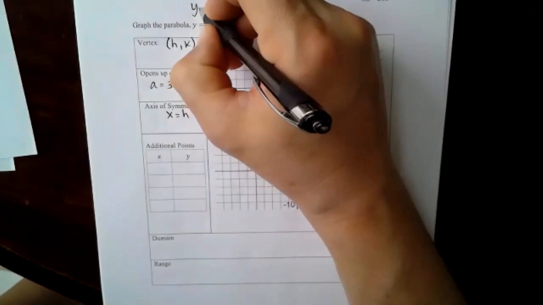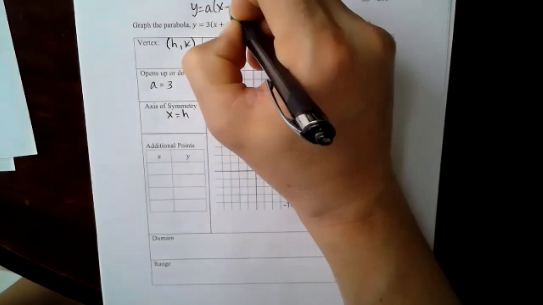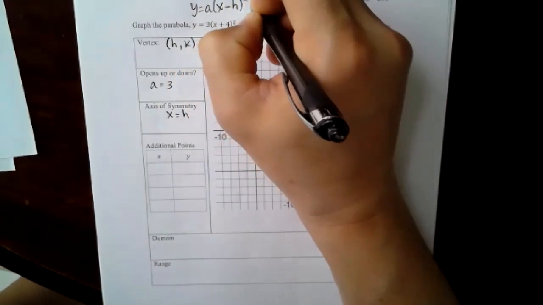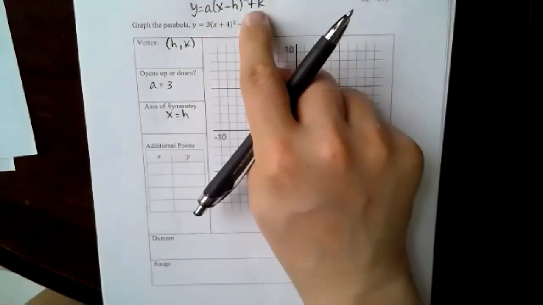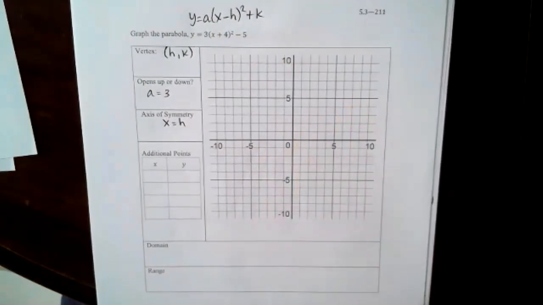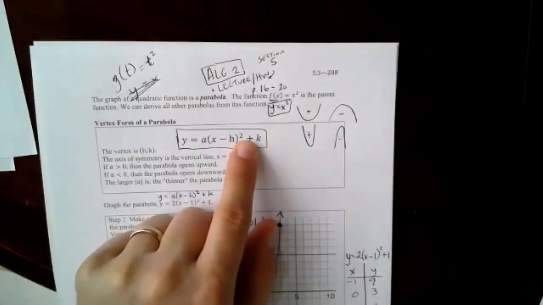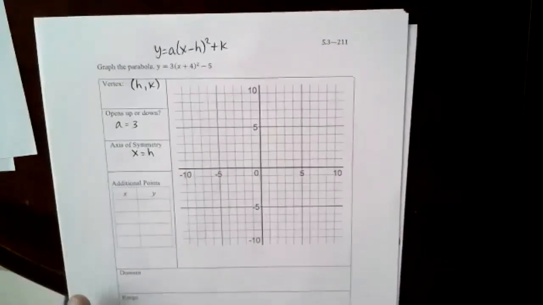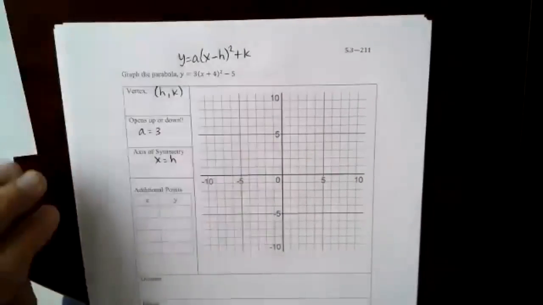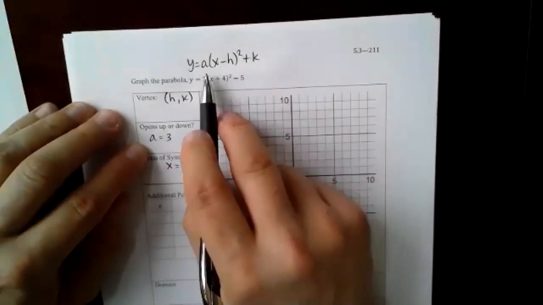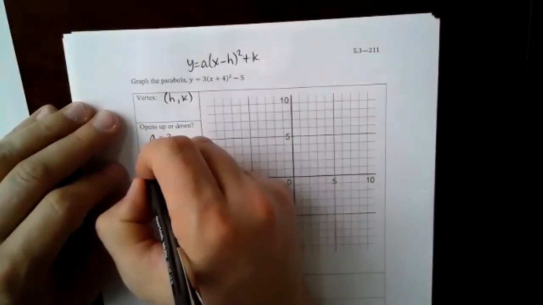Well, if you go back up here to the original equation, remember that's plus k, okay? Going back to the formula, I'll prove that to you. Let me go back to that sheet. Look at that. See, there it is. It's plus k, okay? So now a is 3, so that means it opens upward.